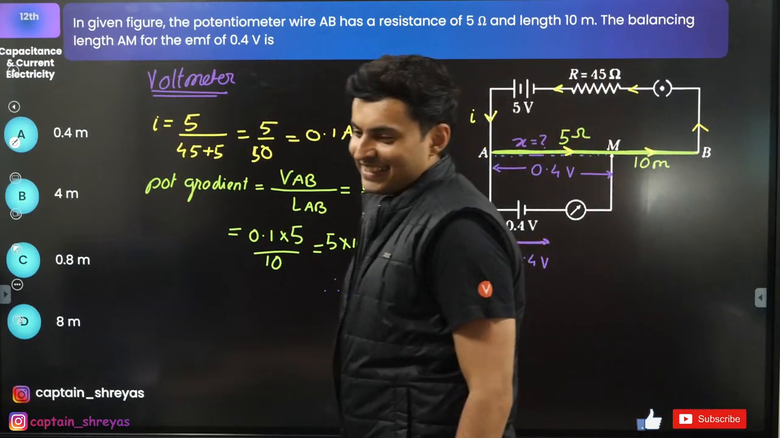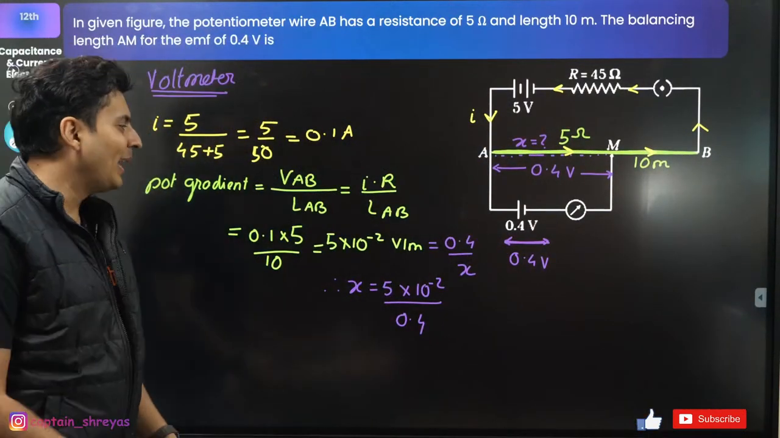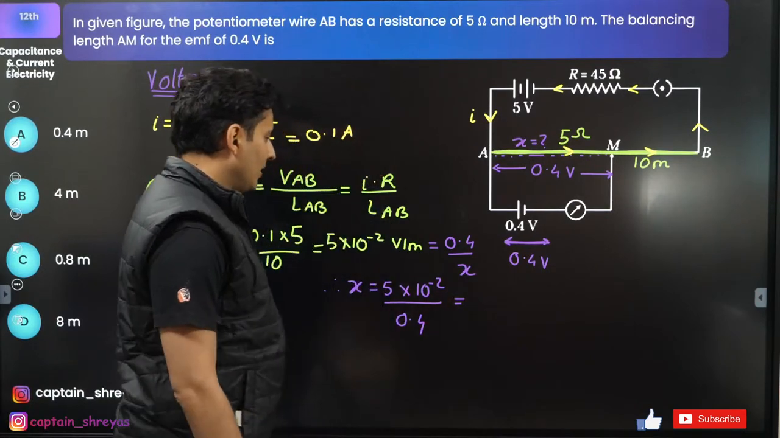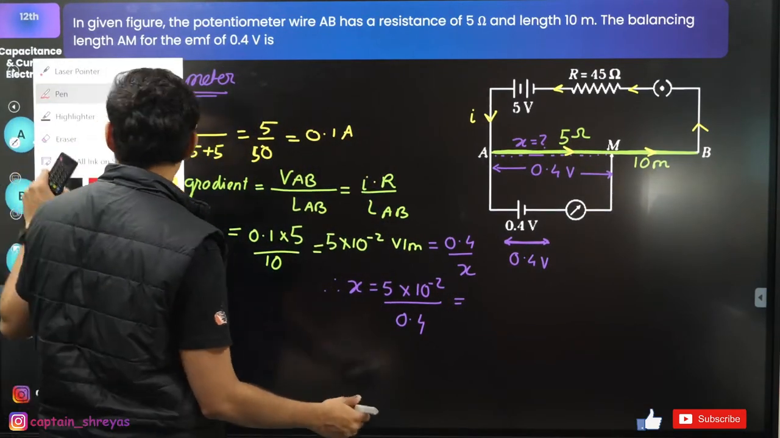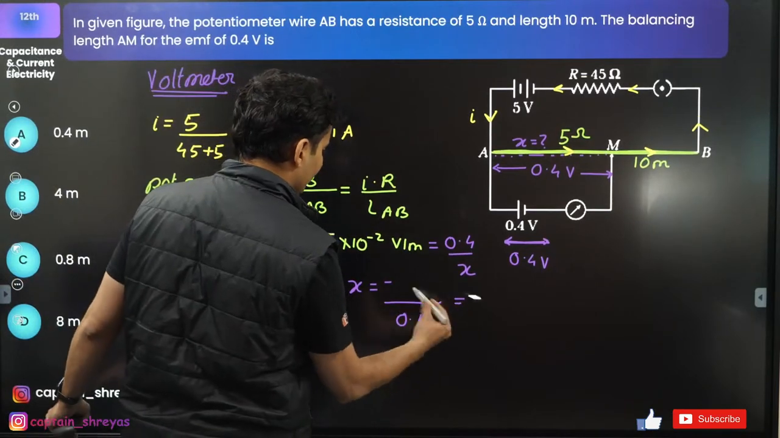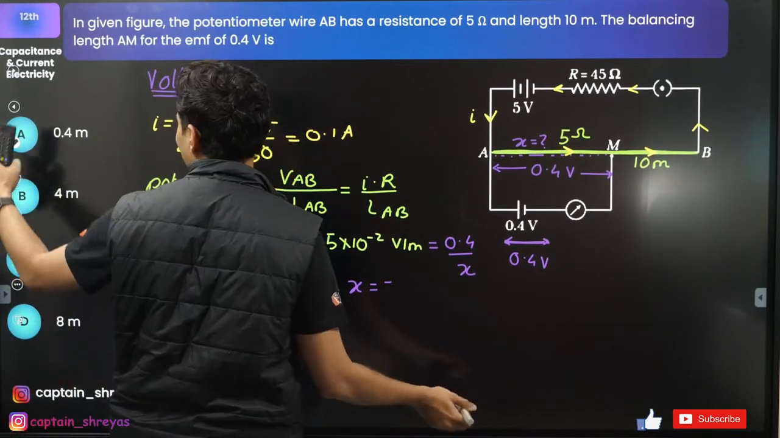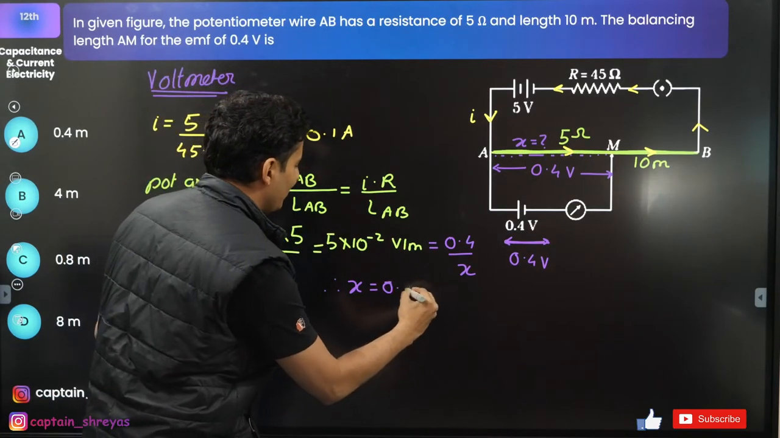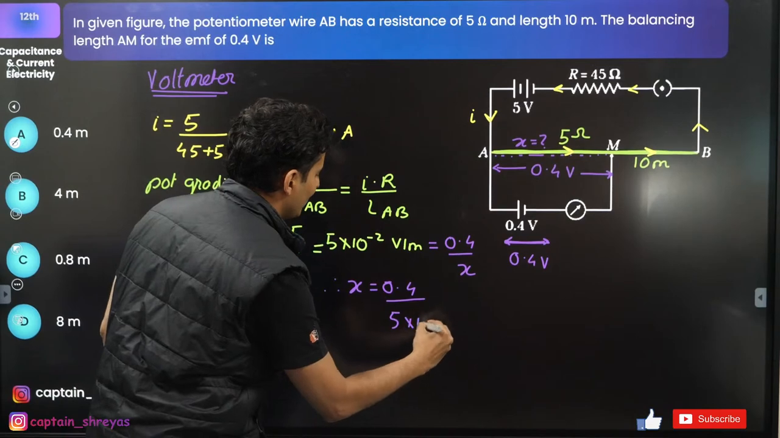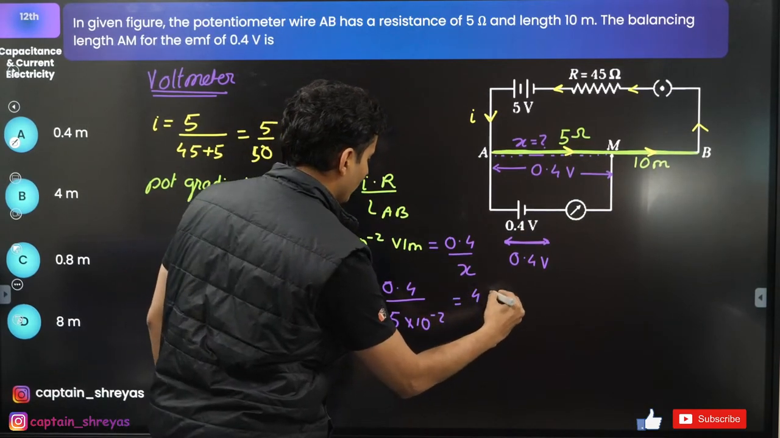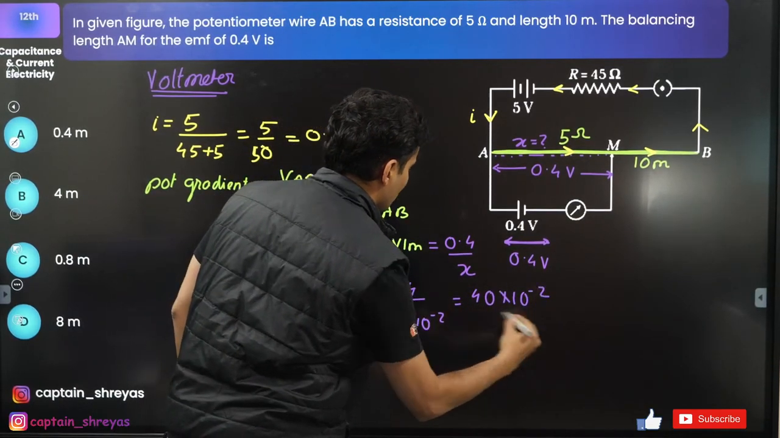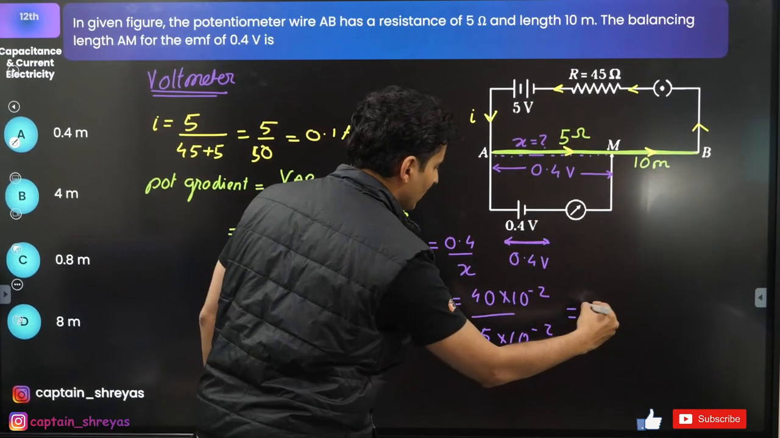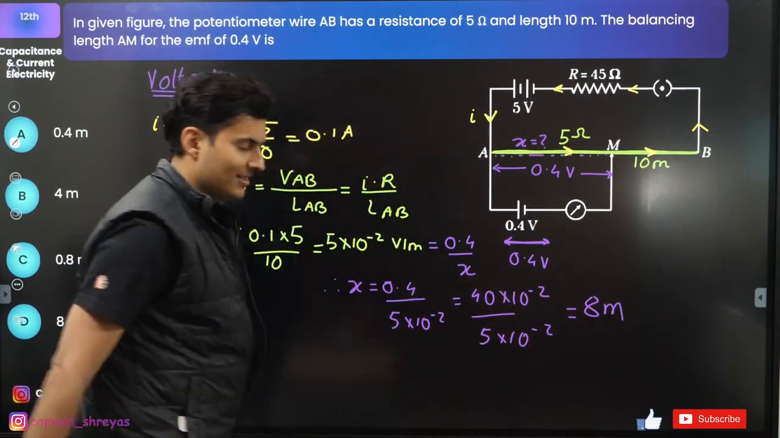What is the answer, guys? Yep, perfecto. Oh, sorry, I made a mistake over here. I'm so sorry, guys. I had to put it exactly opposite. So x will be basically 0.4 divided by 5 into 10 to the power minus 2. So this will be 40 into 10 to the power minus 2 divided by 5 into 10 to the power minus 2. 10 to the power minus 2 cancels. 40 by 5 is 8. So 8 meters is the answer.